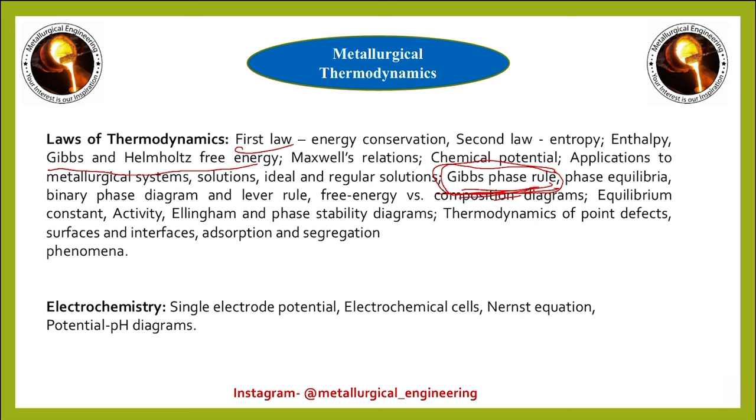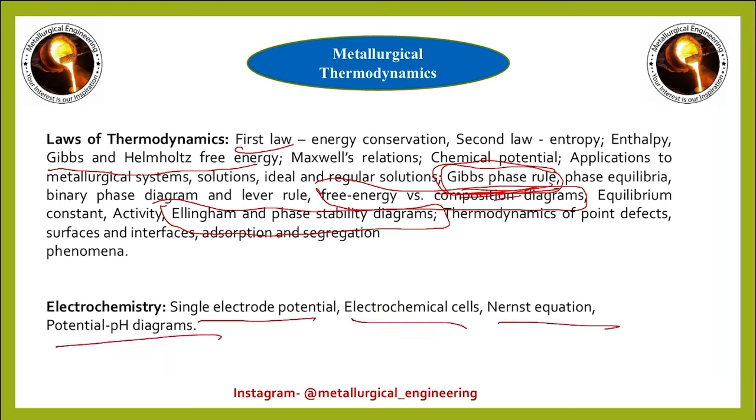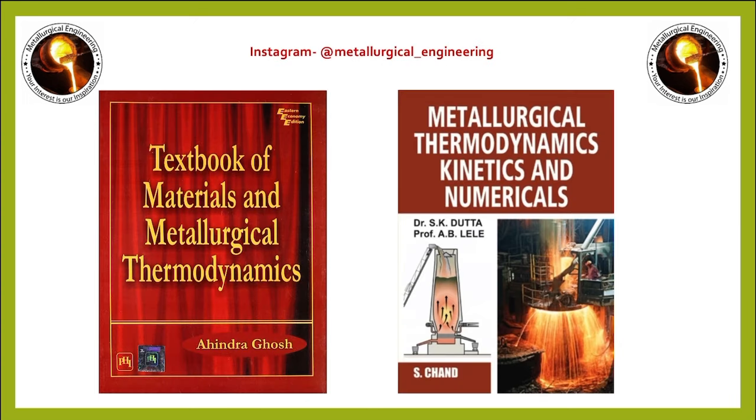look into. Another important thing is the free energy versus composition diagram, and another is the Ellingham diagram. Also for electrochemistry, you have to look into single electrode potential, electrochemical cells, the Nernst equation, and potential pH diagram. So which book should you prefer for metallurgical thermodynamics?